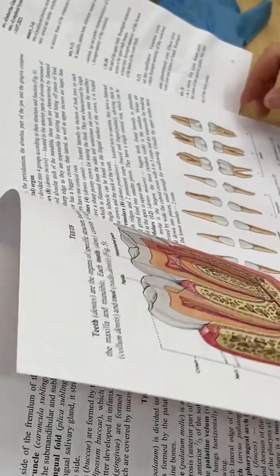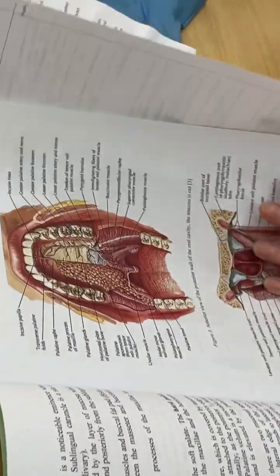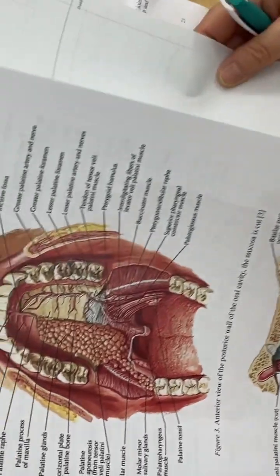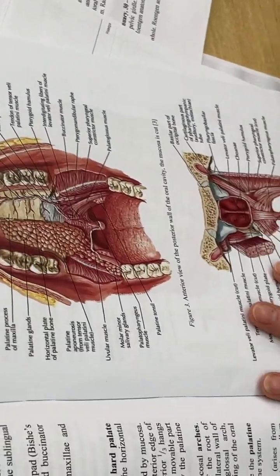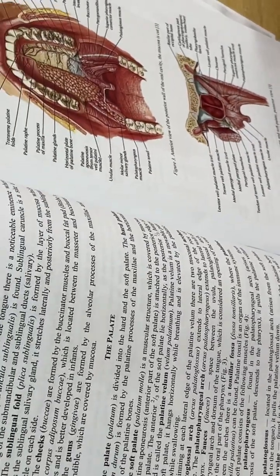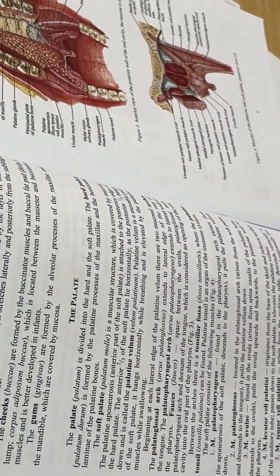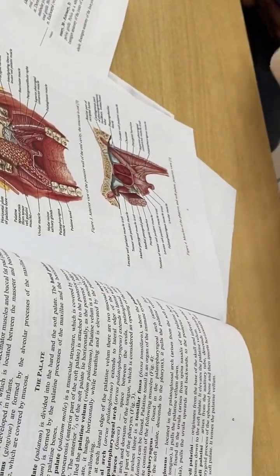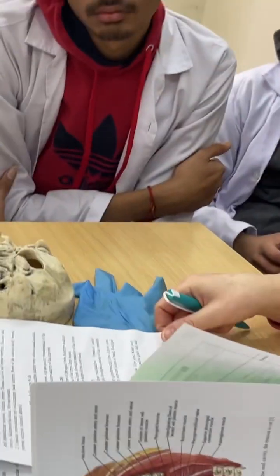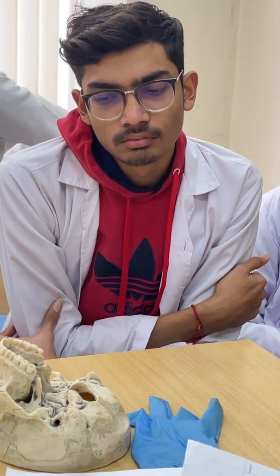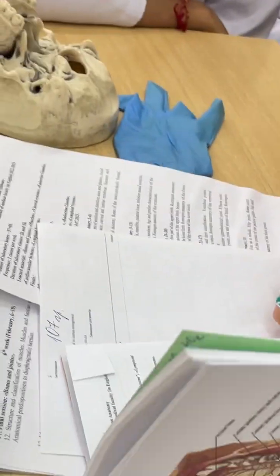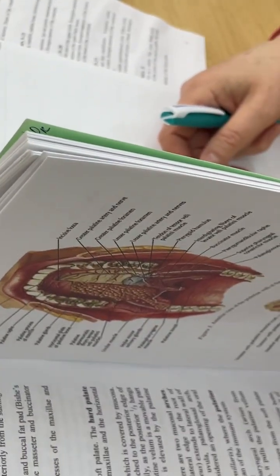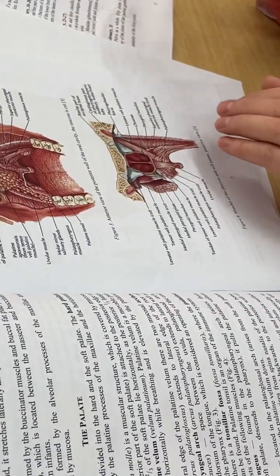Okay, so now we have described the palate. What should we do now? We should say about the teeth, I guess. Let me check again. Alimentary system: mouth, lips, cheeks, hard and soft palate, teeth. Okay. So, teeth.